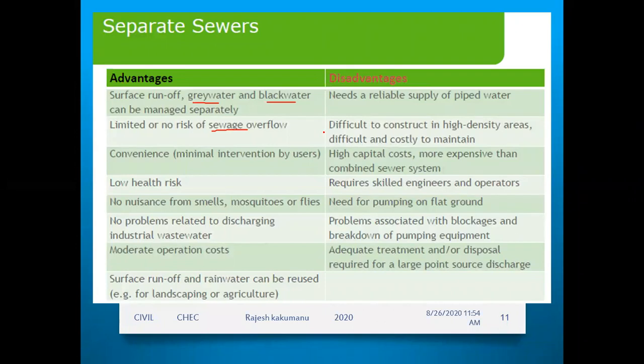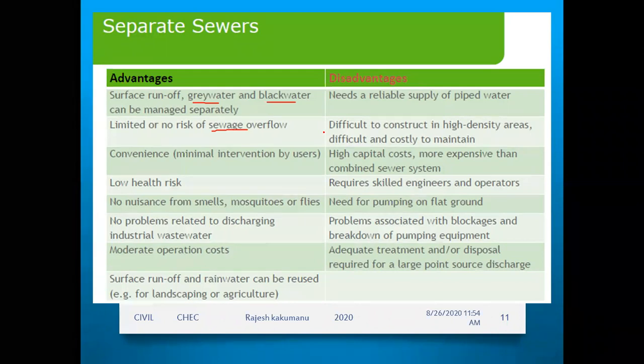Because whenever there is convenience, for example, if you are taking flexible timings for working in any place, automatically the maintenance cost and other costs will become more. But when the demand is normal and routine, then the capital cost or maintenance cost will be less. Next, low health risk. Low health risk when compared to the combined sewers. Requires skilled engineers and operators. Right. When health risk is low, what is the meaning?